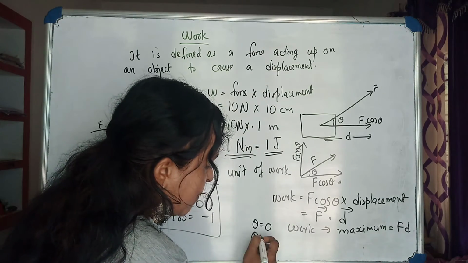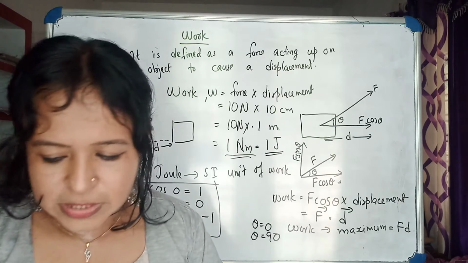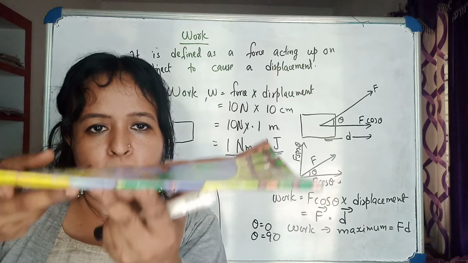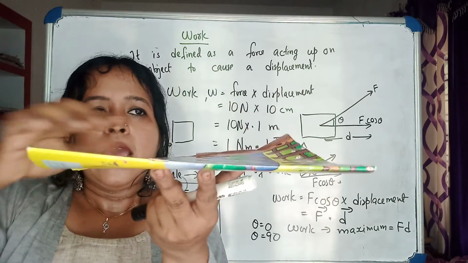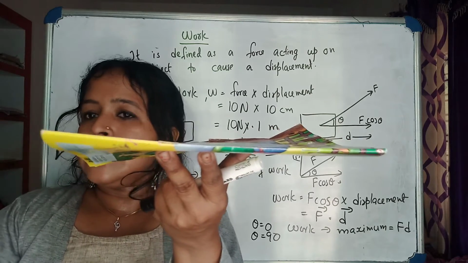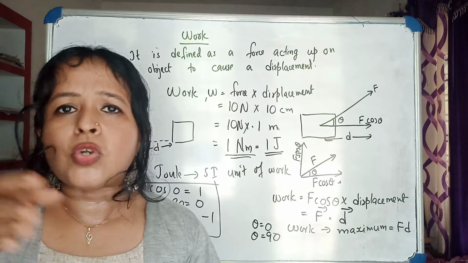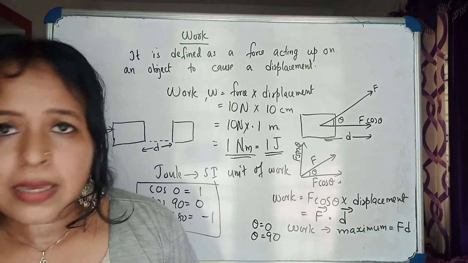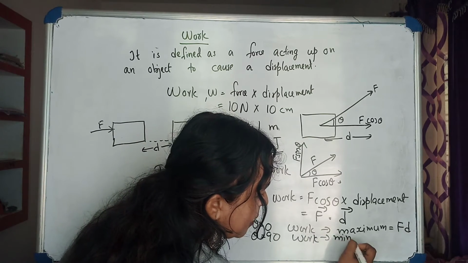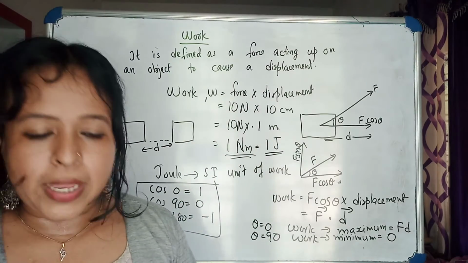Okay, and suppose the angle is 90 degree. If we are lifting the body like this, and the force is acting along the x-axis or x direction, then that force has no effect on lifting the body. That means the work is equal to 0. Work is at its minimum value. Minimum value means it is a zero value.